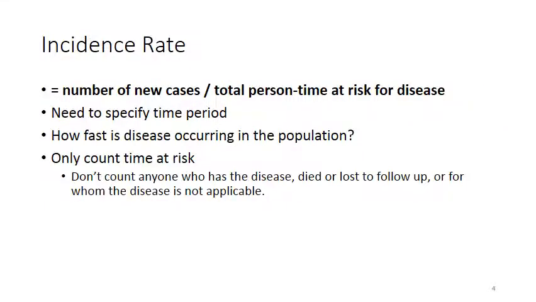Incidence rate is the number of new cases divided by the total person time at risk for disease. The time period needs to be specified. Person time is an estimate of the actual time at risk in years, months, or days that all participants contributed to a study. We only count person time at risk. We don't count anyone who already has the disease, died, or is lost to follow-up, or for whom the disease is not applicable. Incidence rate answers the question, how fast is the disease occurring in the population?